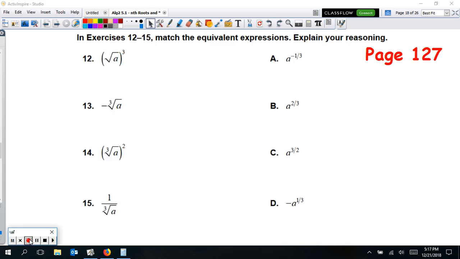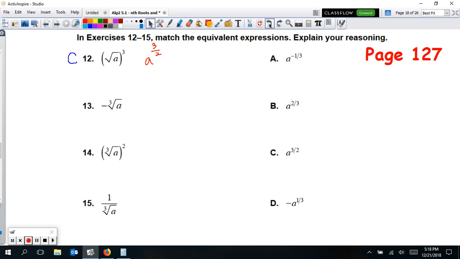Okay, we're going to shift gears a little bit here and move over to page 127. There's a little matching one here, match the equivalent expressions on 127. So we want to change these into expressions with fraction exponents. A is our base, and this is going to be the power on top. So this is a square root, right? So we know it's going to be 3 over 2 on this one. So it's a to the 3 over 2, which we can match up with c right there.